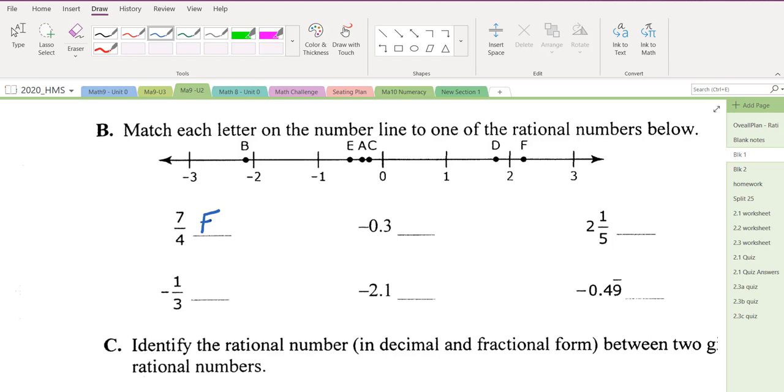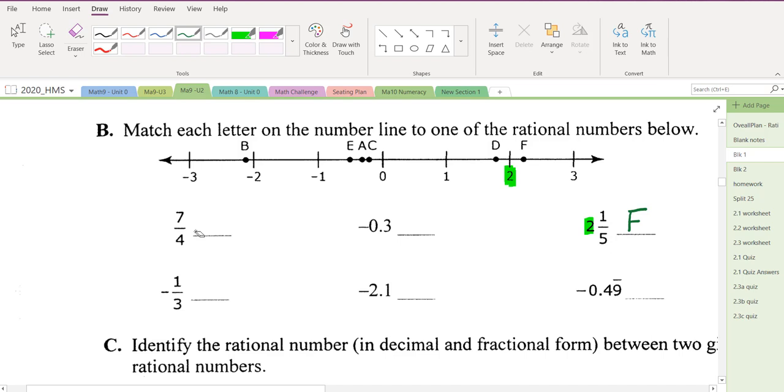Right? So we have F is to the right of the number 2. So our fraction has to be bigger than 2. Right? So we have a 2 here plus a fifth. So that's going to be to the right of 2. So that's the thought pattern I would have gone through for determining what F is.